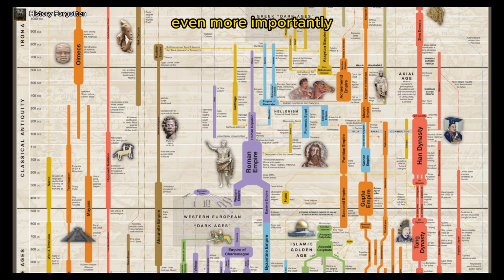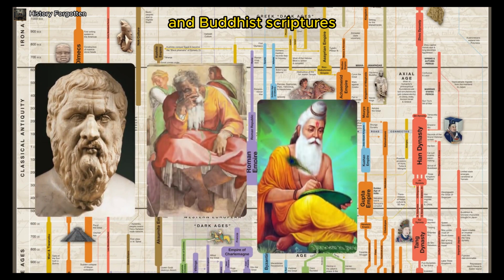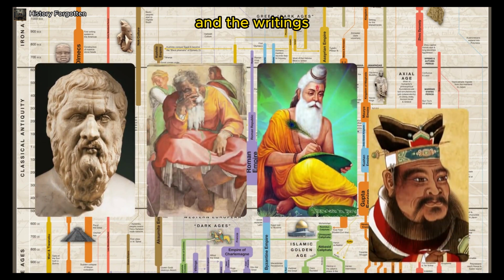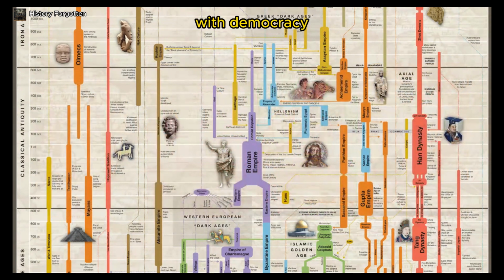But perhaps even more importantly, it was during classical antiquity that humanity's current moral and philosophical foundations were laid. Simultaneously, yet independently, we got Greek philosophy, the Bible, the Hindu and Buddhist scriptures, and the writings of Confucius. We also saw the first experiments with democracy and the first evidence of truly scientific thinking.